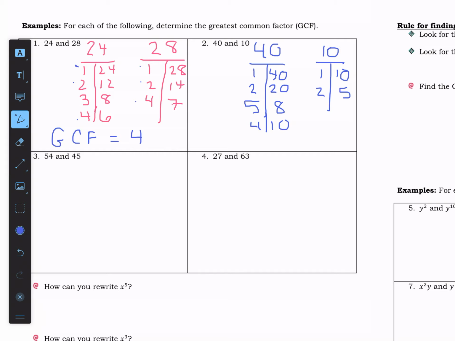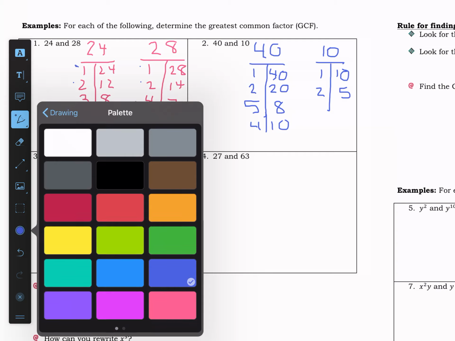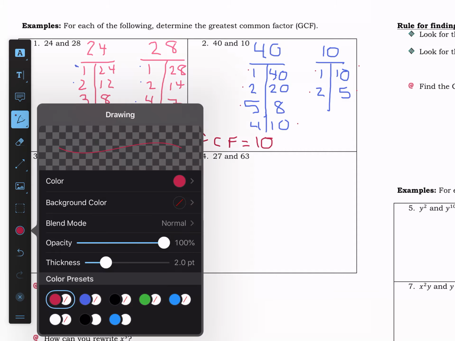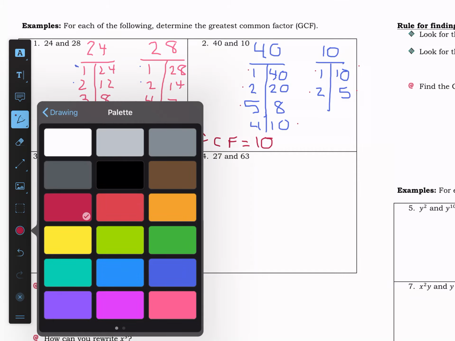Okay, so we've listed our factors for each number, and now we're just looking for the biggest factor that both lists have in common. So we see that both lists have 1, both lists have 2, both lists have 5, both lists have 10. Okay, so the biggest number that both lists have is 10. Okay, so our GCF is equal to 10. Okay?